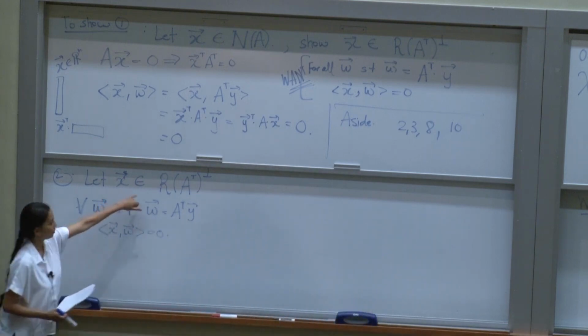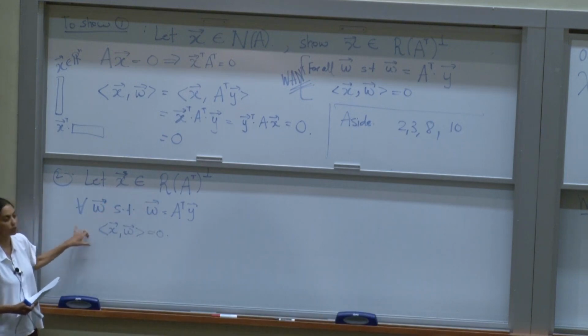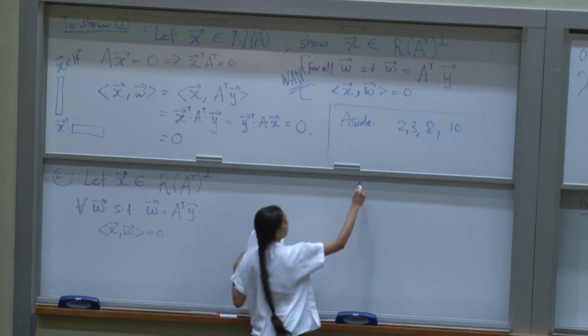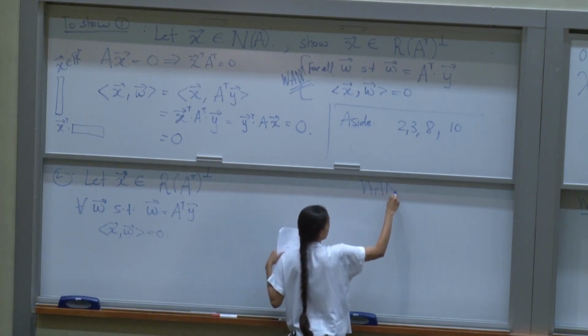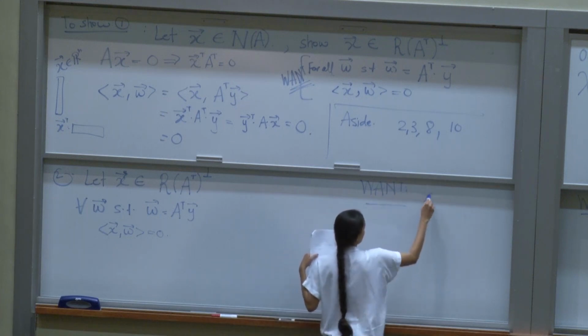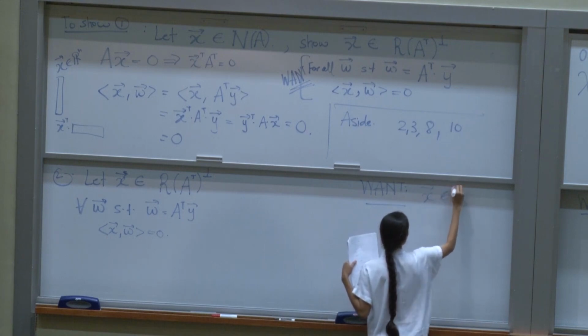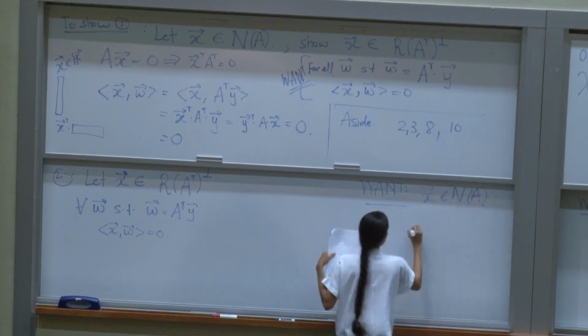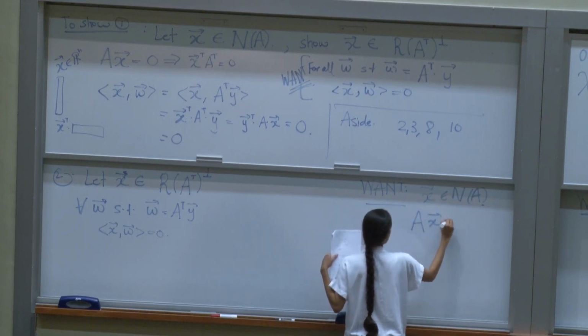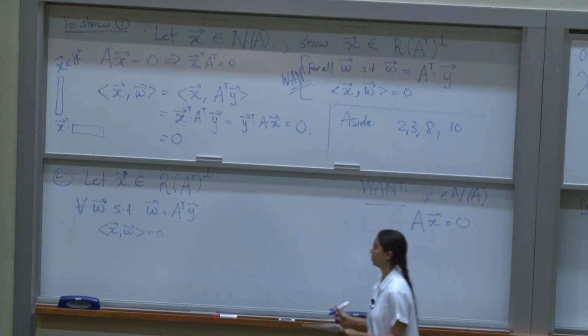So we have this x. So this is what we know, right? What do we want to show? This is not given to us, we want this: that x belongs to the null space, which means that Ax is equal to 0, right? We want to show this.